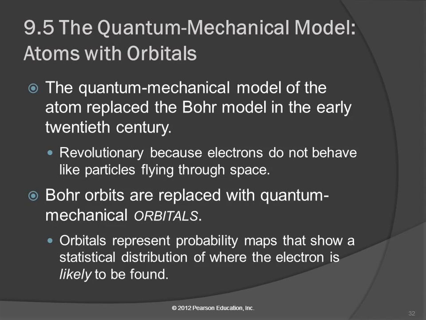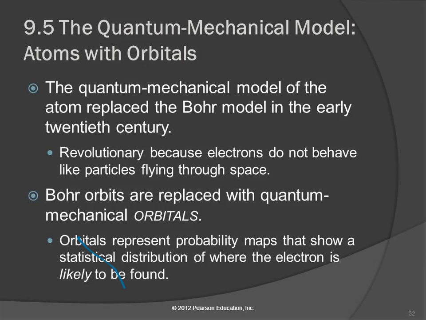So in the Bohr model, we had orbits, which are like the orbits of the planets around the sun. In the quantum mechanical model, we have things called orbitals. Okay, so there's an AL at the end of the word orbit, and that's important. These are different, okay? The orbitals are probability maps.